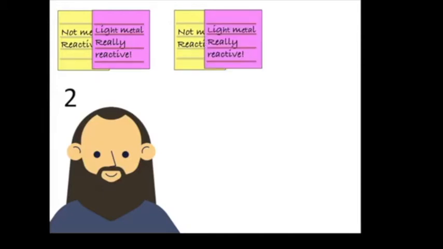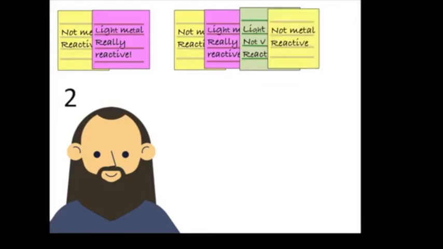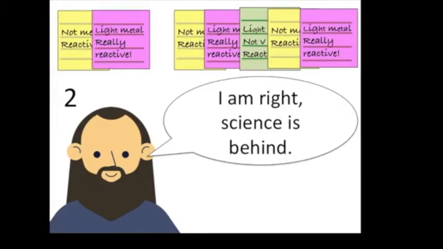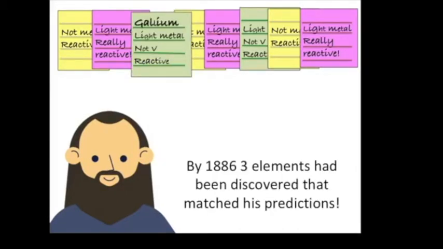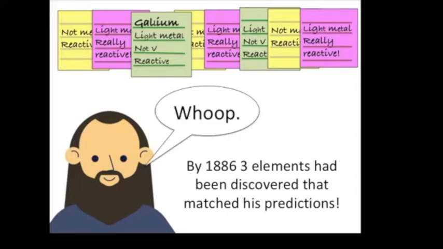The second thing he did, which was brilliant, was that where the pattern didn't quite work, he left a gap, thinking, oh, well, that must just be an element that we haven't discovered yet. And in his lifetime, sure enough, we discovered the light metal. It wasn't very reactive. It was absolutely an element that he'd predicted would exist. And a few years later, we discovered 3 elements that absolutely matched his predictions and fit into the spaces that he'd left. So people really started paying attention.